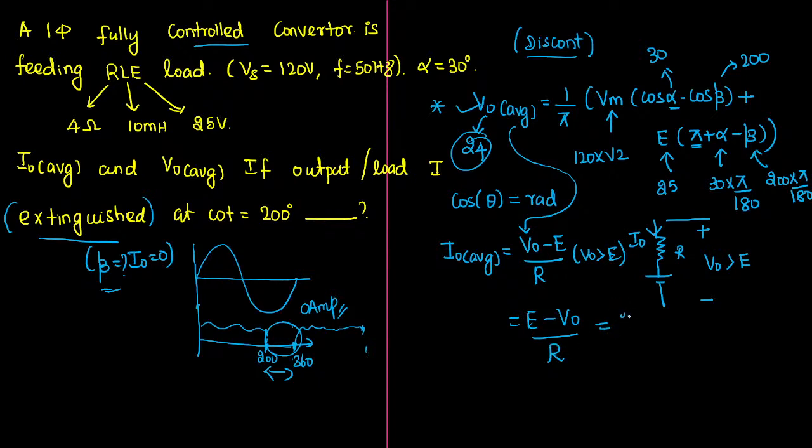25 minus 24 will be 1, right? So 1 by 4, yes, it will be equal to 0.25 ampere. Very good. I don't know whether this is correct or not. You can cross check because every one of you has a calculator. Do it and cross check once. Try to keep your answer here.